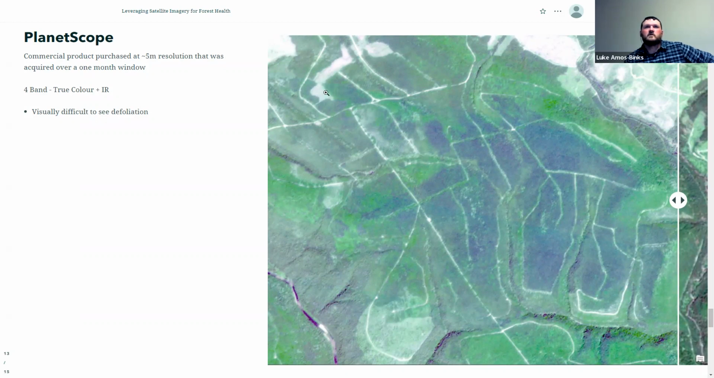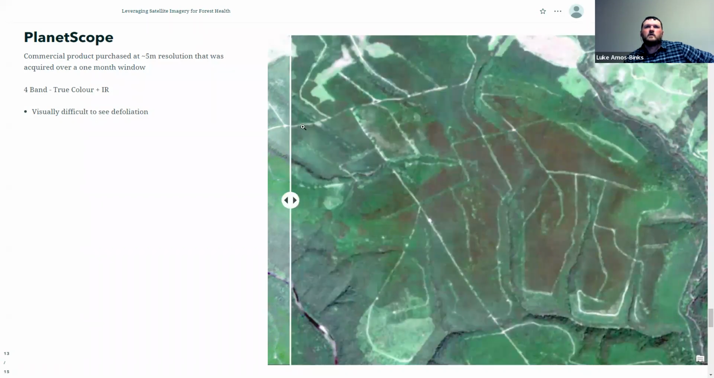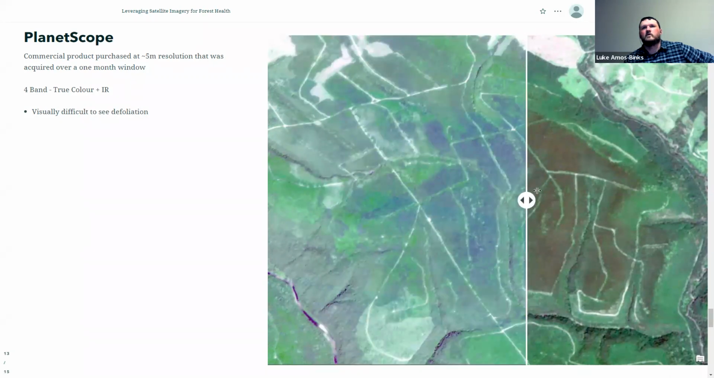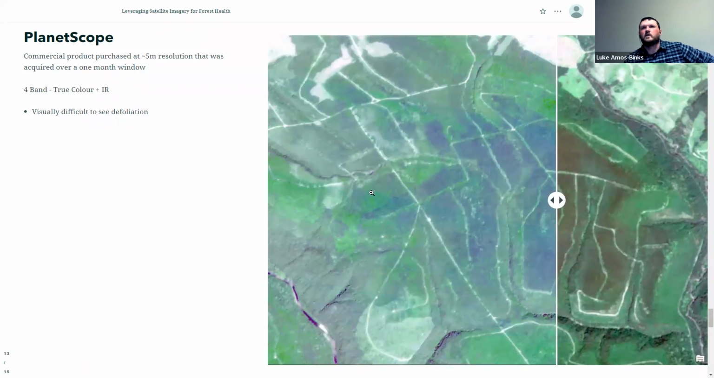You can see in these clear cuts up here, they're pretty barren in the Planet Scope image, and in the Sentinel-2 image, they've greened up a fair bit. So the timing was probably not that great for this particular area to pick up on that defoliation. So that's something that we learned.